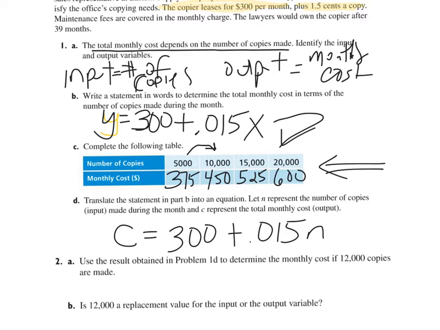They also want us to use this formula to figure out how much it would be if we had 12,000 copies. So hopefully in your calculator, you would be replacing the input variable with the number 12,000 to get an answer. Hold on here. Let me just fix this because I miswrote it.